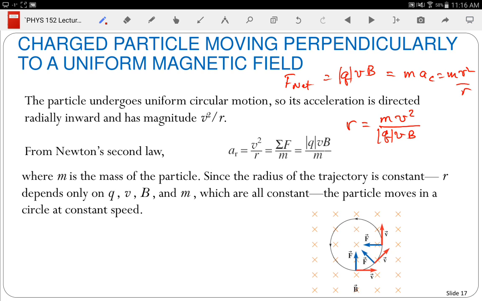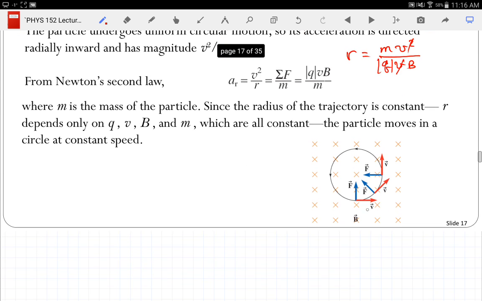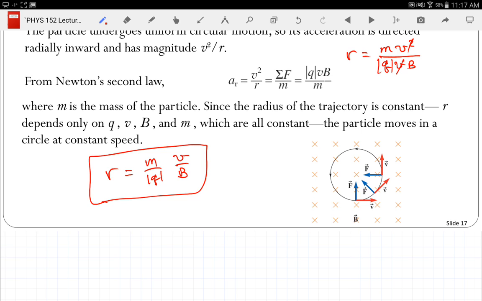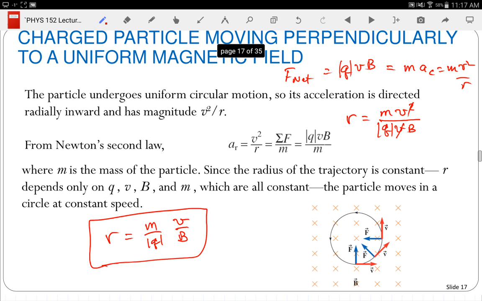one of those v's will cancel, and I'm left with a circular path with radius equal to mass to charge ratio times v over B. Why did I say mass to charge ratio? Because in most cases that's all we know is the mass to charge ratio. We take other things to move forward from that.